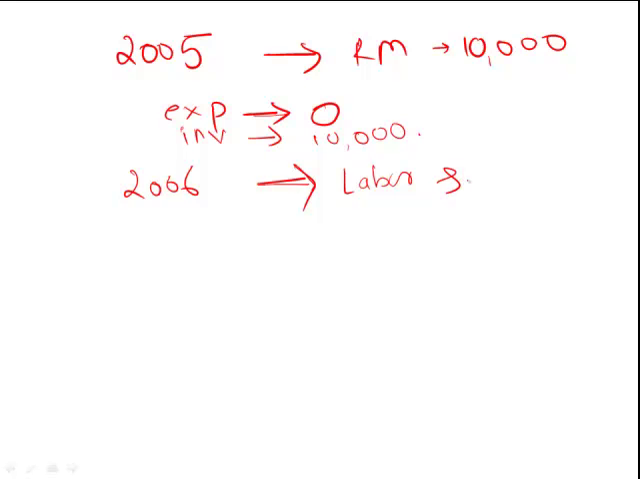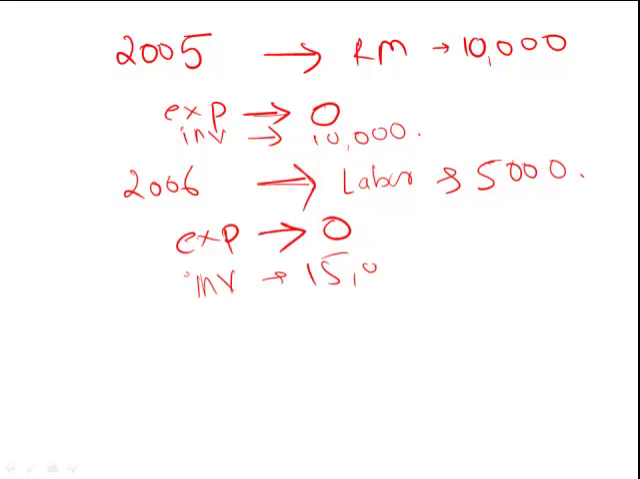Now in 2006, you started processing this raw material. You spend some amount of labor on this, and the labor charges to process this inventory were 5,000. So now, what would be your expense in 2006? Expense in 2006 is 0. The reason being that when you spend this 5,000, it increases the value of the inventory. If you have not sold this inventory, the value of your inventory has become 15,000, and your expense is 0.